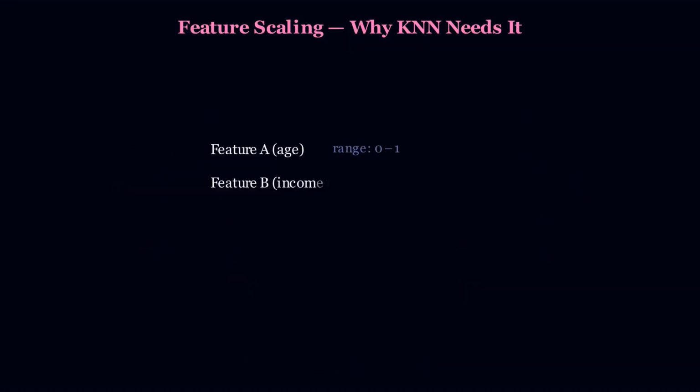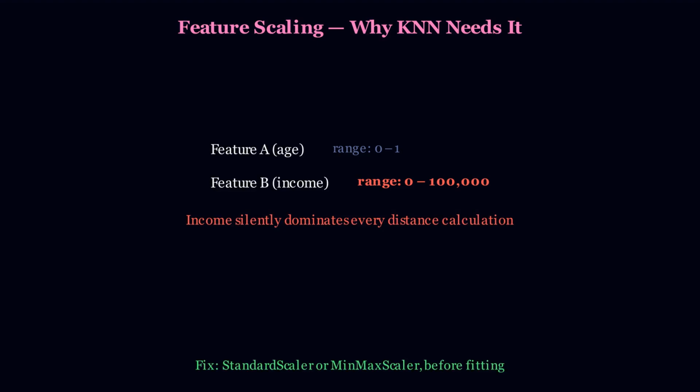KNN runs entirely on distance, which means scale silently controls everything. Picture one feature ranging 0 to 1, and another ranging 0 to 100,000. The huge range feature dominates every distance calculation. The other one barely counts. Scale every feature first, standard scaler or min-max scaler, before anything else. Skip this step and KNN quietly makes decisions based on units, not on signal.